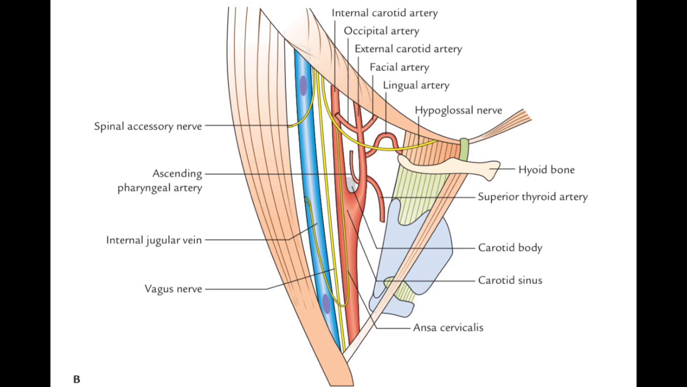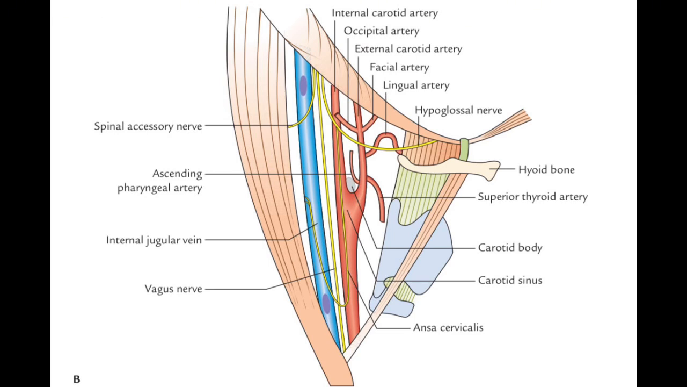Now you have the carotid body too. You have the carotid sinus, which I've told you about, which contains the pressure receptors, or baroreceptors, while the carotid body contains the chemoreceptors. You have the internal jugular vein, which also enters and descends through the carotid sheath.